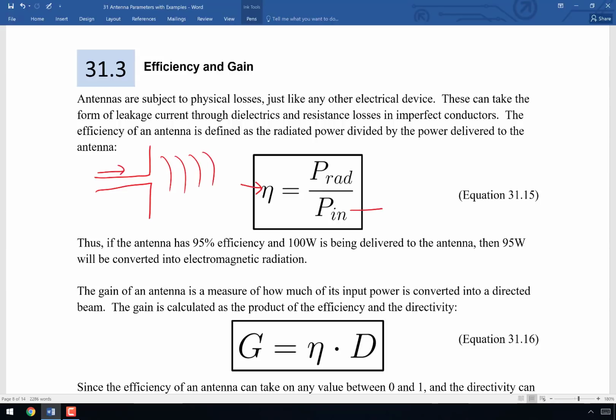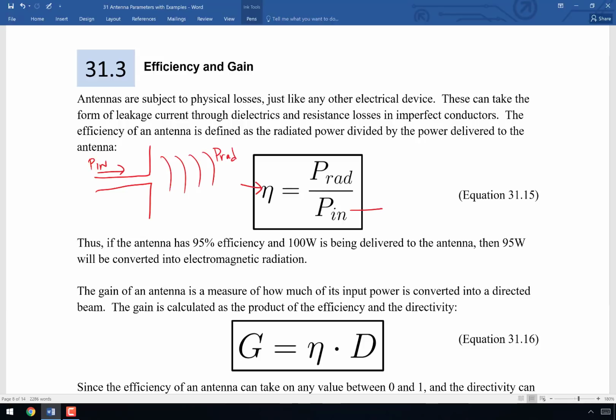There's going to be some power that's coming in. I'm going to call that the input power. There's going to be some power that's being radiated away. I'm going to call that P-rad. And what we find is that the efficiency is what fraction of the input power gets converted into radiation. We'd like that to be a very high number. Ideally, we'd like it to be 1, 100%. In practice, it's more like 95%, 96%, something like that.